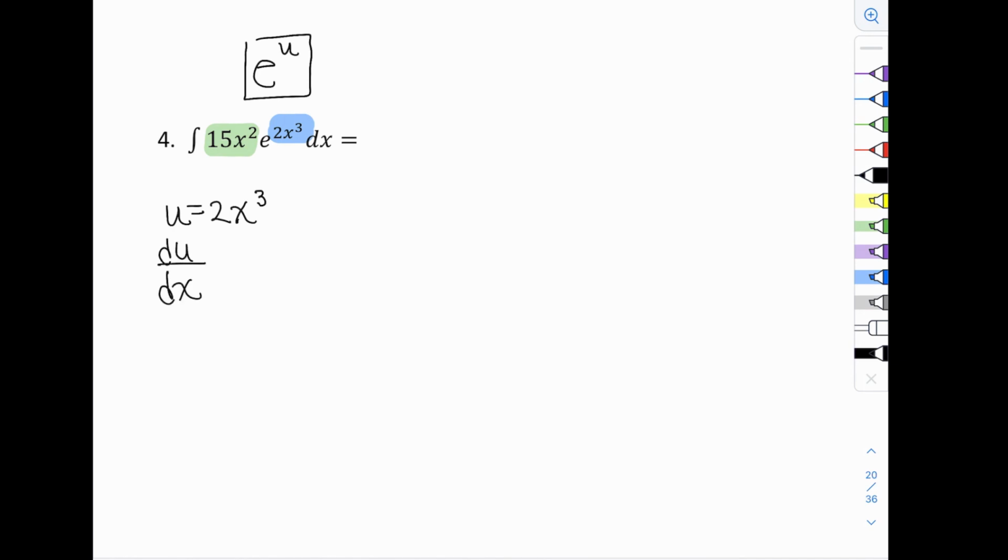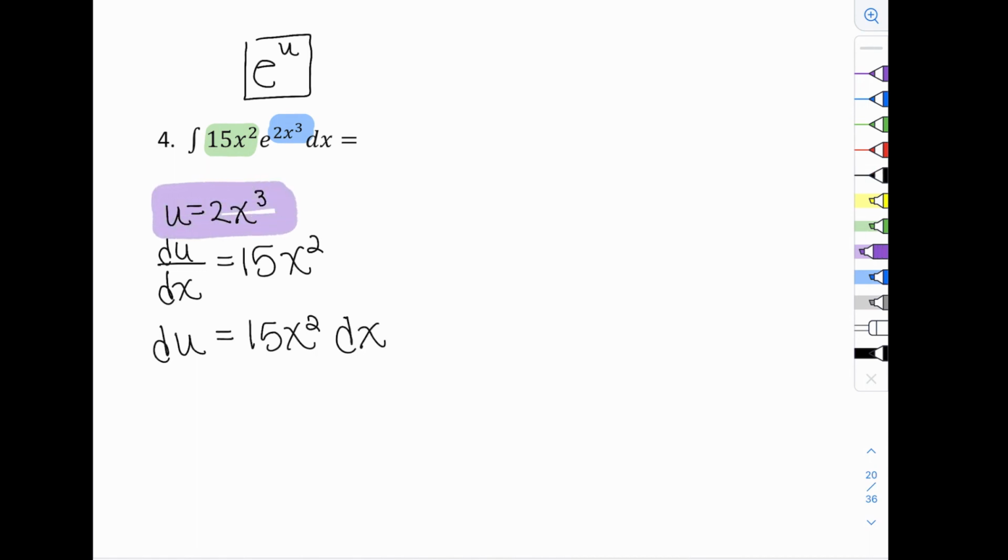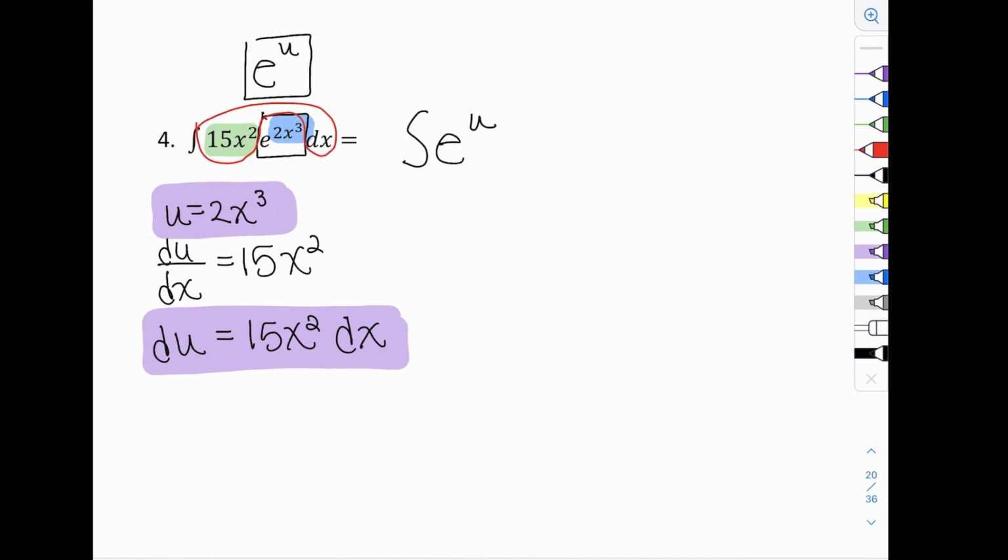So now let's take the derivative, du over dx is equal to 15x squared. I'm going to get du by itself. So that's 15x squared dx. And now I want to start making some substitutions here. So this is equal to the integral of, if we look here, that's going to become e to the u. And then if we look at the rest of it, we actually have 15x squared times dx, which is exactly what we said du is equal to. So I'm going to multiply this by du.